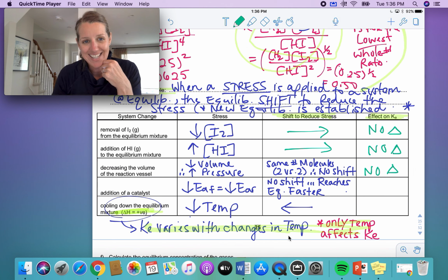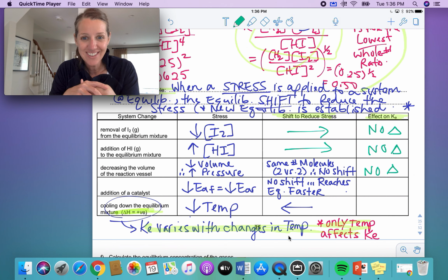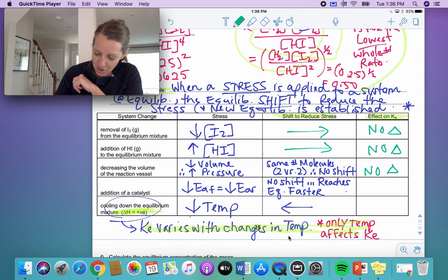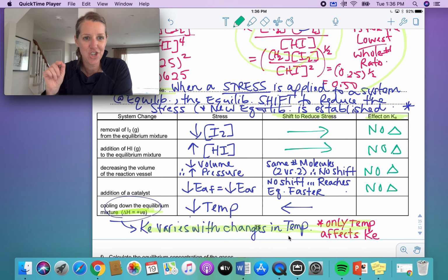What if you add a catalyst? How does that affect equilibrium? Well, it affects the forward in the same way it affects the reverse. All it does is means it's going to reach equilibrium faster. Okay, so no shift, no change to the KEQ. The little triangle means change, right, delta?